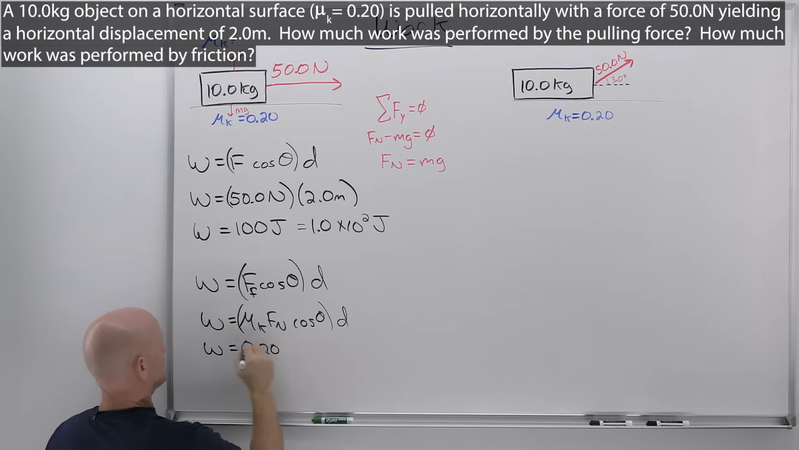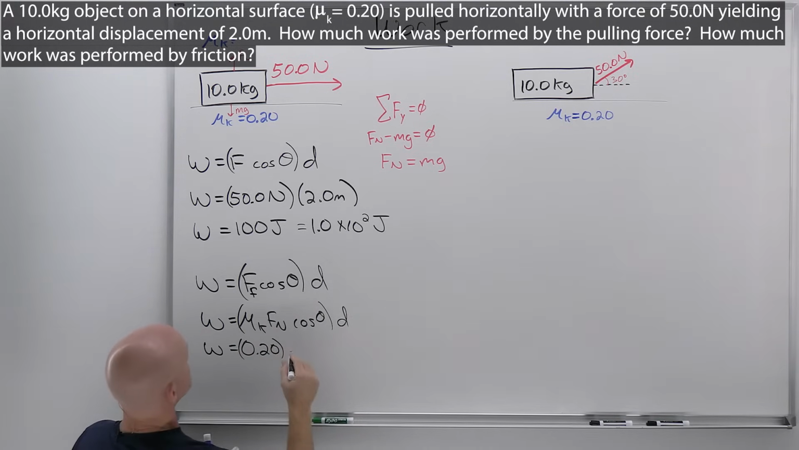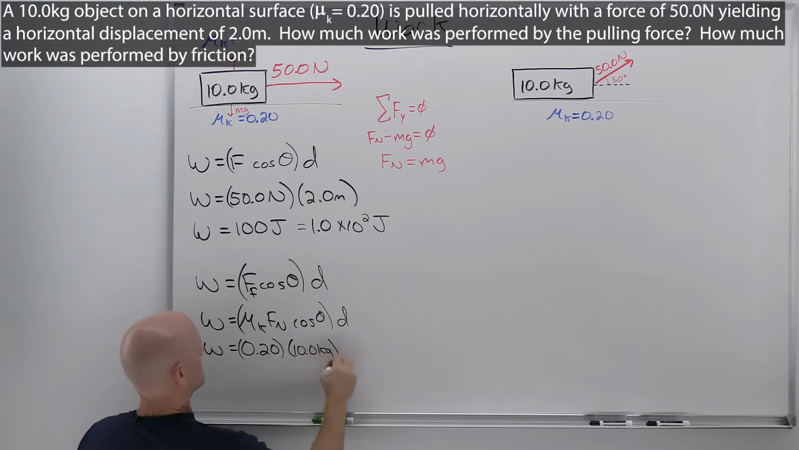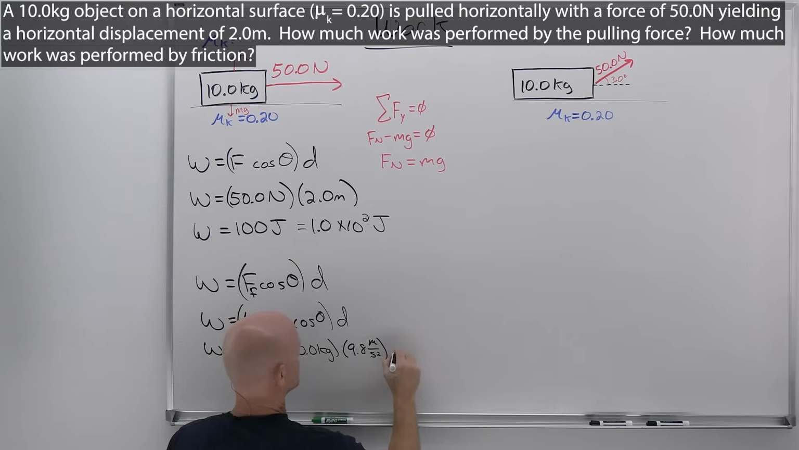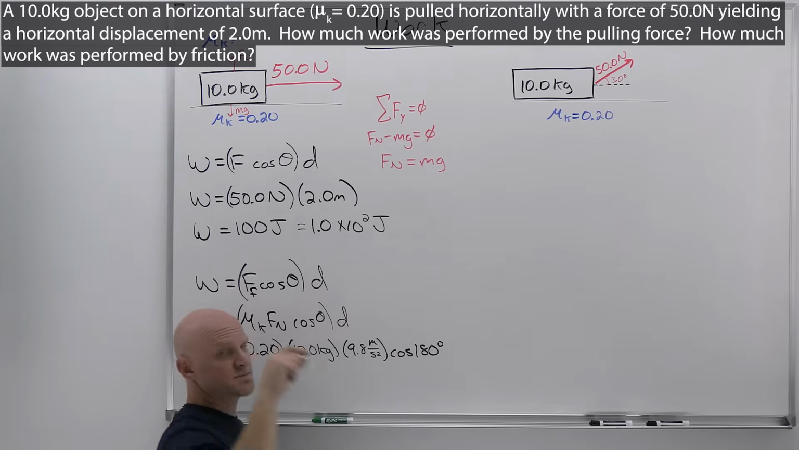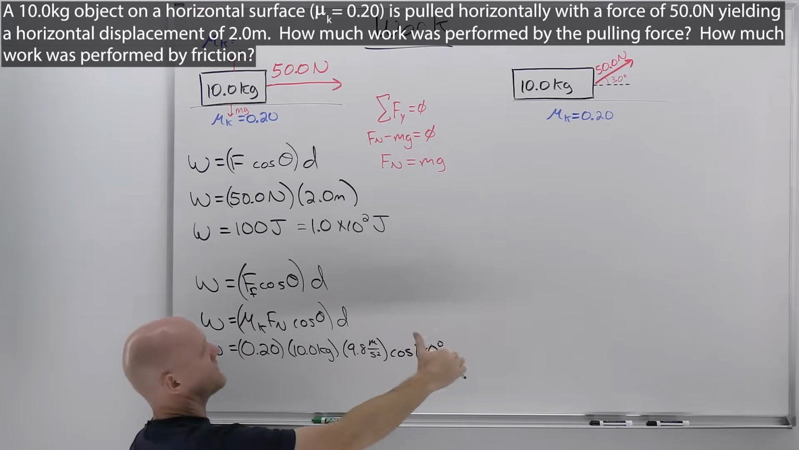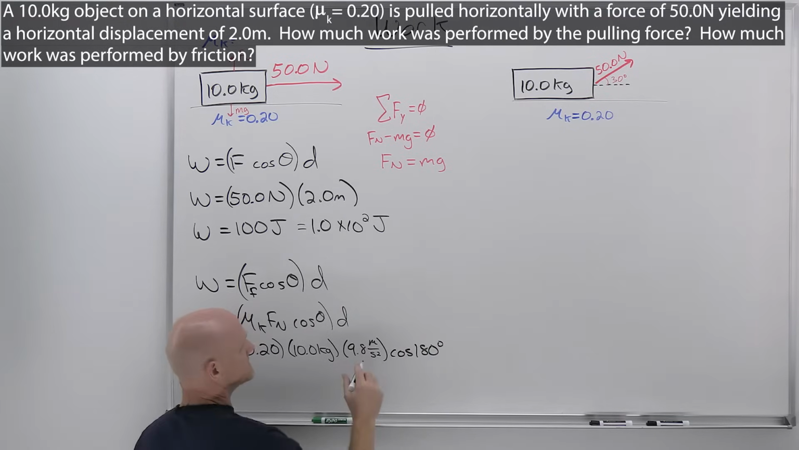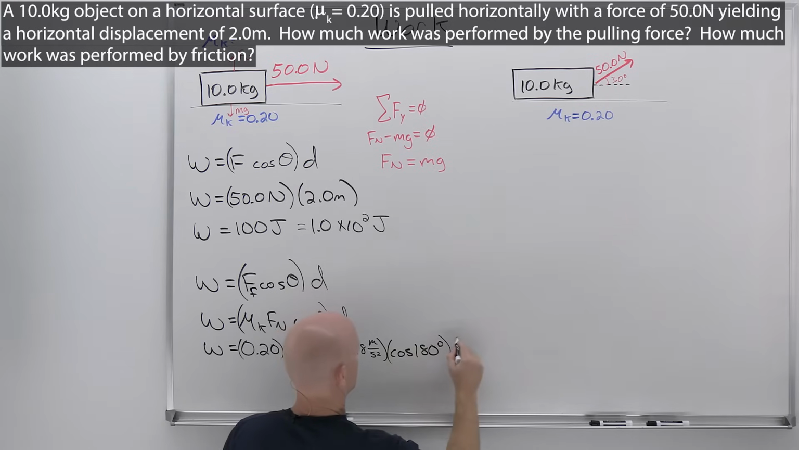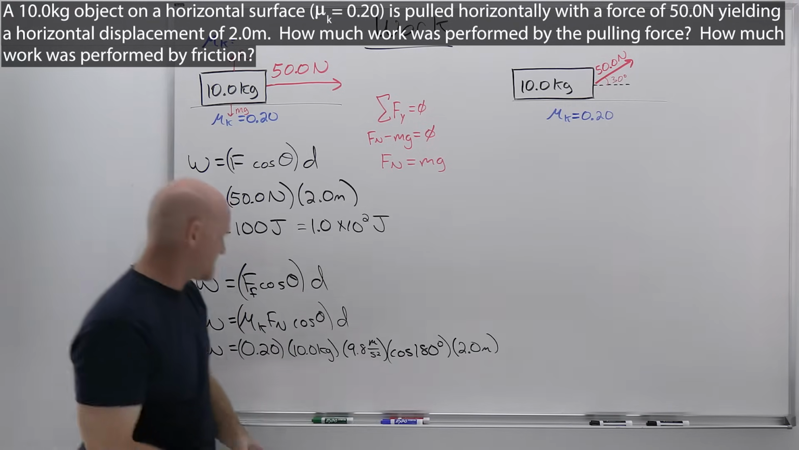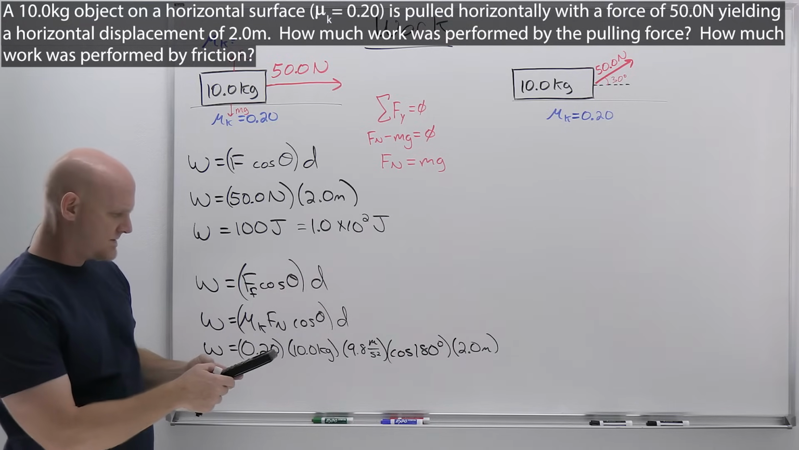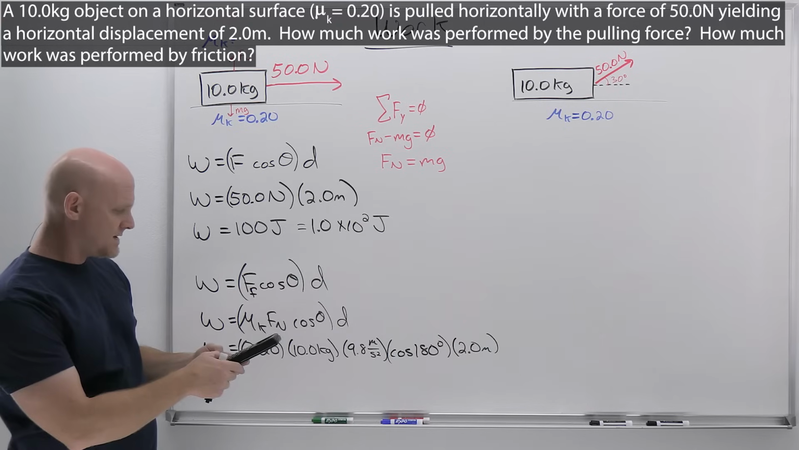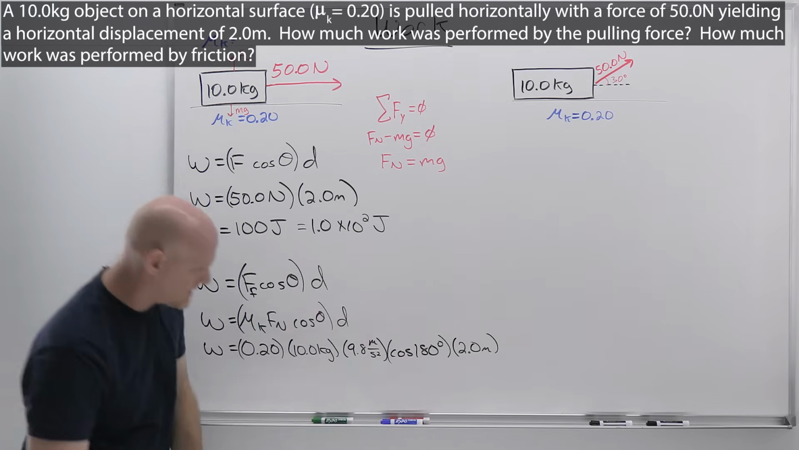Weight, there's our coefficient of kinetic friction. So the mass in this case was given as 10 kilograms. Gravity is 9.8 meters per second squared. And then cosine theta here is going to be cosine of 180 degrees. Again, the displacement's to the right as I've drawn it, whereas friction is a force pointed in the exact opposite direction. And then finally times the displacement of 2 meters. And we'll let our calculator do some work for us here. So in this case, times 0.2 times 10 times 9.8 times cosine of 180 is just going to make it negative, and then times 2. And we're going to get negative 39.2.